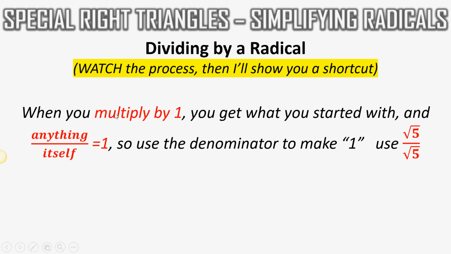So when you multiply by the number 1, you get what you started with. So anything times 1 is just that number. But anything divided by itself gives you 1. So we're going to use the denominator of these fractions that have a radical to make the number 1. So we have a number to multiply by that is 1. Radical 5 over radical 5 is equal to 1 because it's something divided by itself.